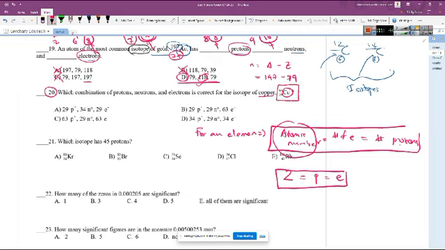From this atomic symbol, what are the things that you can extract? A is equal to 63, and Z is equal to 29, right? So now they are asking the number of protons. Which combination of protons, neutrons and electrons is correct for the isotope of copper? Since the atomic number is 29, the number of electrons and the number of protons should be equal to 29. So look at this, 29 protons and 29 electrons. That is the answer.